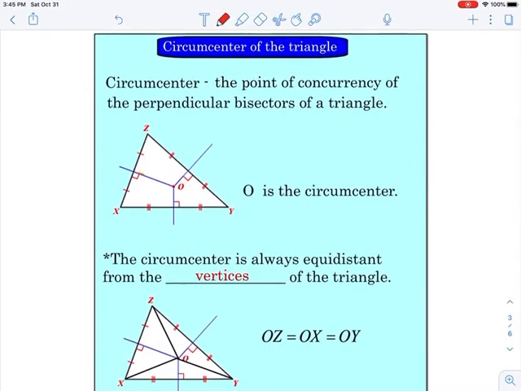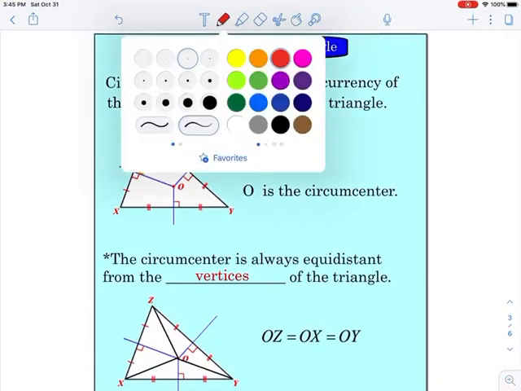Okay, the first type of point of concurrency that we're going to talk about is something called the circumcenter of the triangle. Okay, and the circumcenter is the point of concurrency of the perpendicular bisectors of the triangle. So basically, if you look at each side independently, and if you were to draw the perpendicular bisector of each side, the point where they intersect is going to be, again, called the circumcenter.